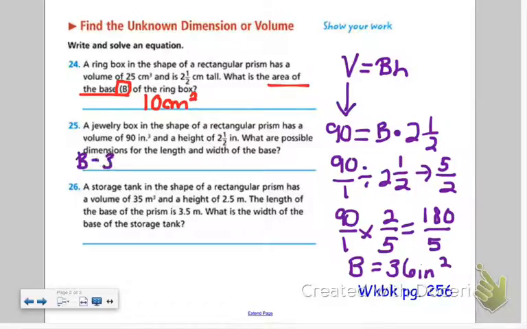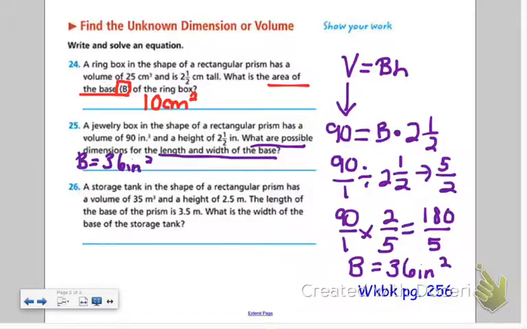However, I'm not finished yet. That's just part of my answer. It says, what are the possible dimensions for the length and width of the base? Meaning, what could the length and the width be? There's a couple possibilities. To find the area of the base, we have to do length times width. So we have to think, okay, what times what could give us the area of 36 square inches?